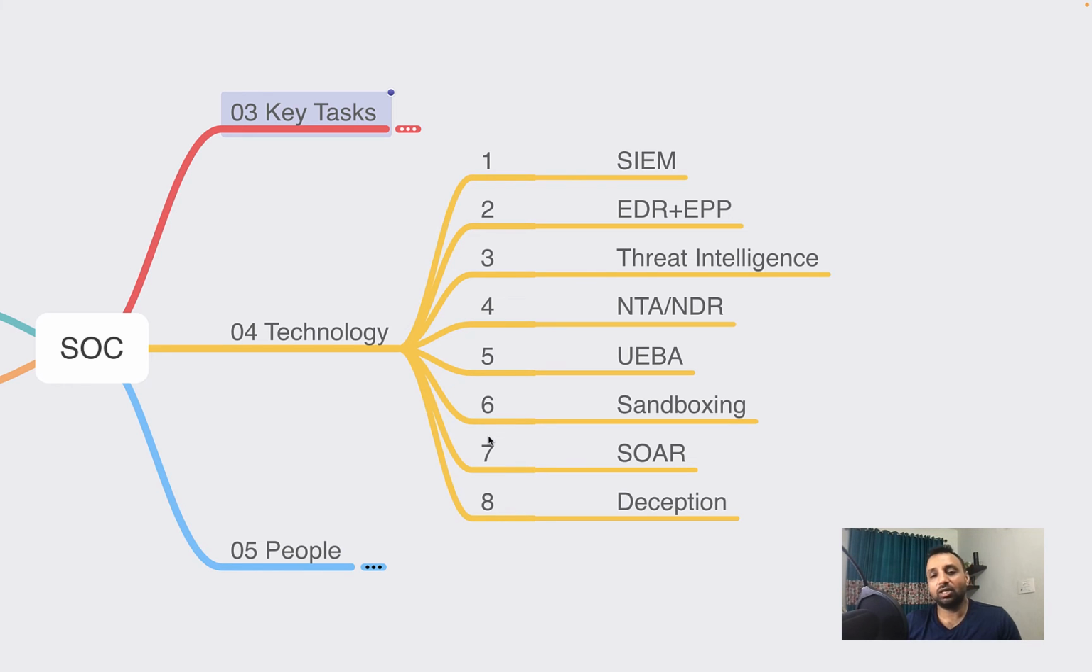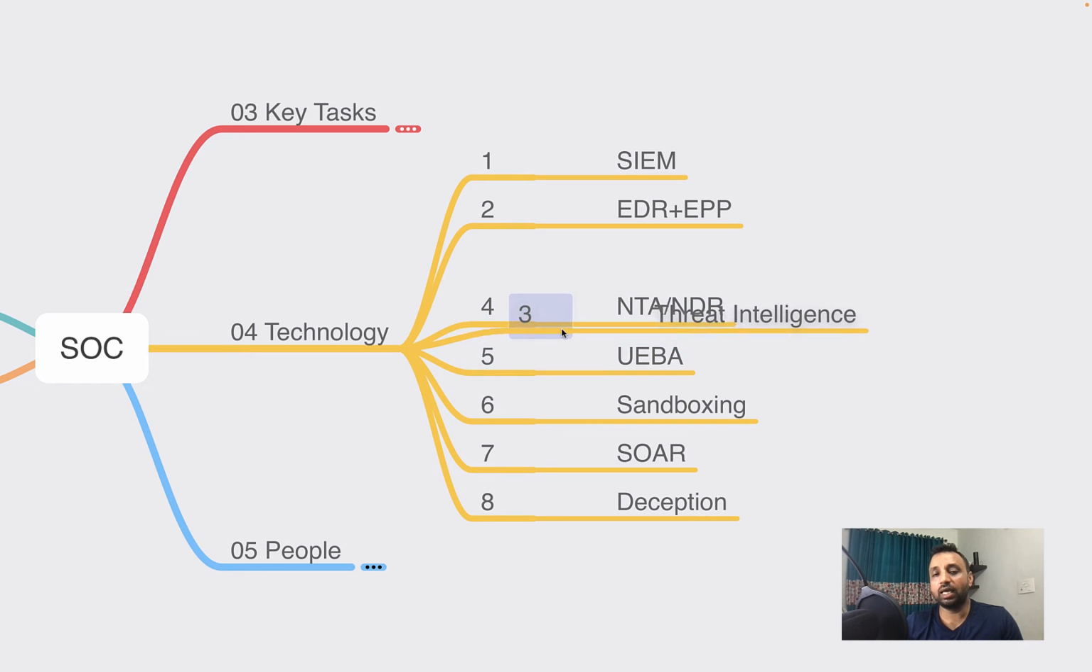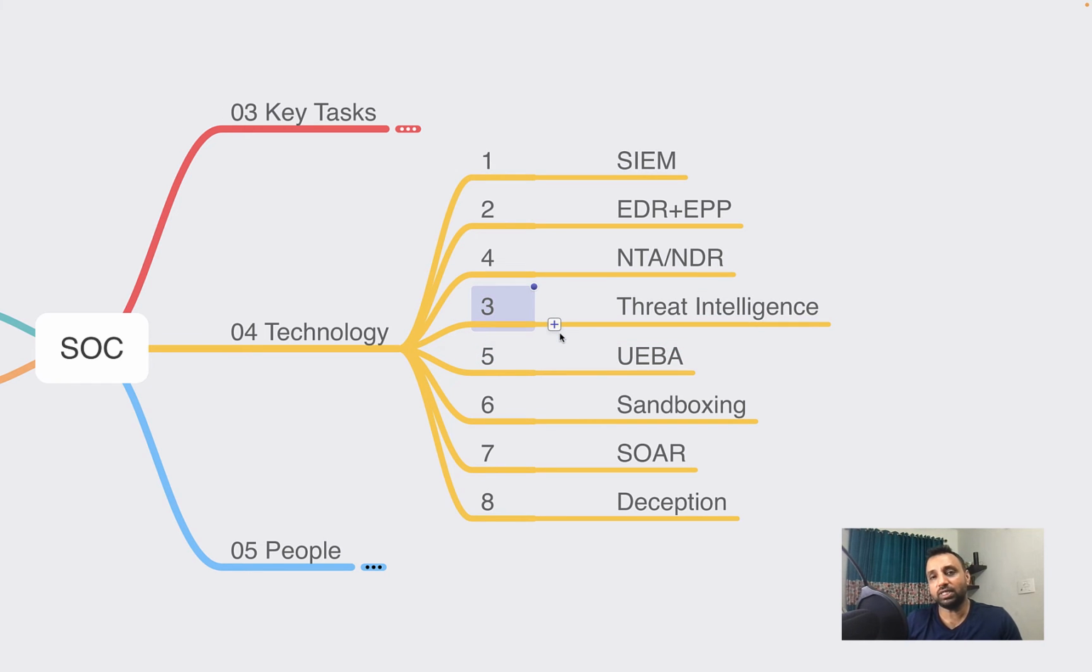Now, the third technology is the NTA-NDR. What it does is it keeps monitoring the network traffic in your infrastructure. So all the packets or data as it flows. For example, somebody browsing a website, a server talking to another server. So this product keeps monitoring like your camera in the infrastructure, right?